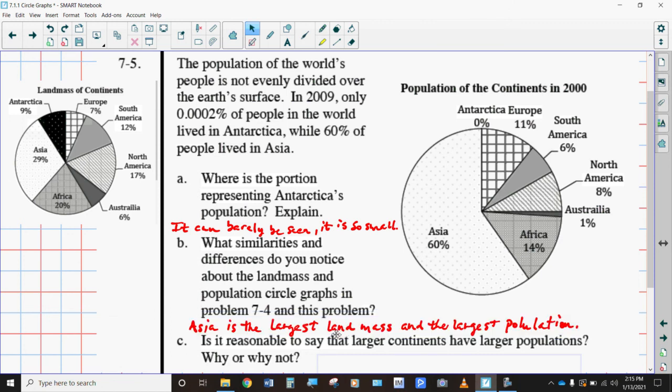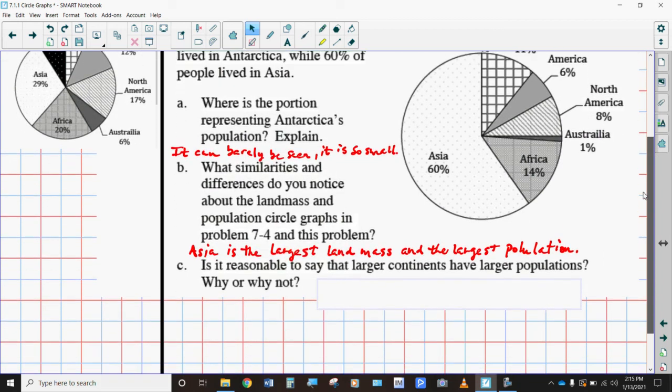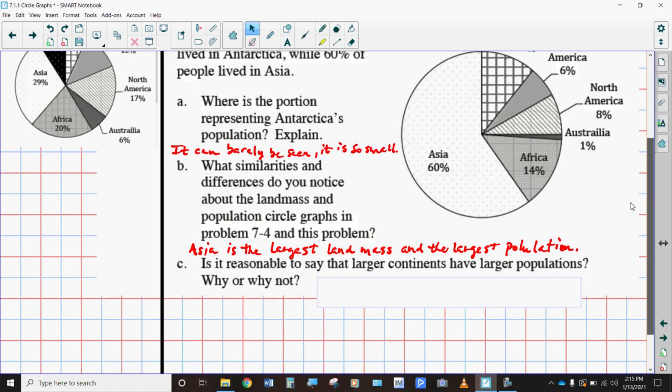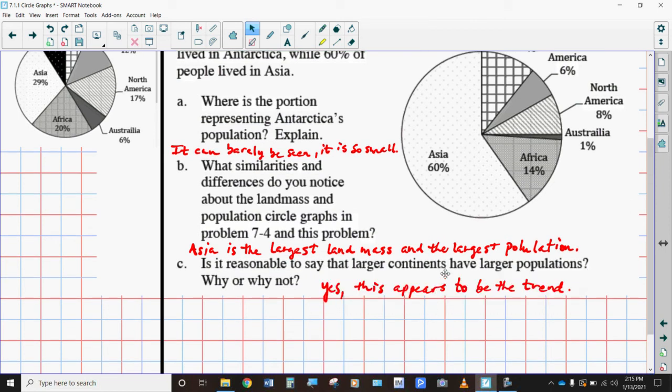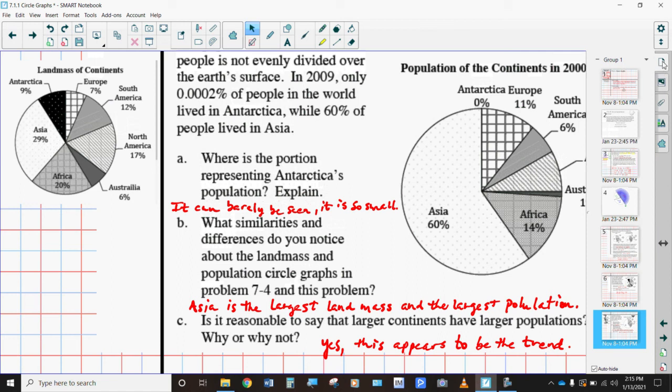So what did I say for my answer there? Asia is the largest landmass and the largest population. So yeah, that tends to be what most students notice. And then it says, is it reasonable to say that the larger continents have larger populations? Yeah, it's reasonable. That does appear to be the trend, like I said, with the exception of Antarctica. That's the one that is bucking the trend.